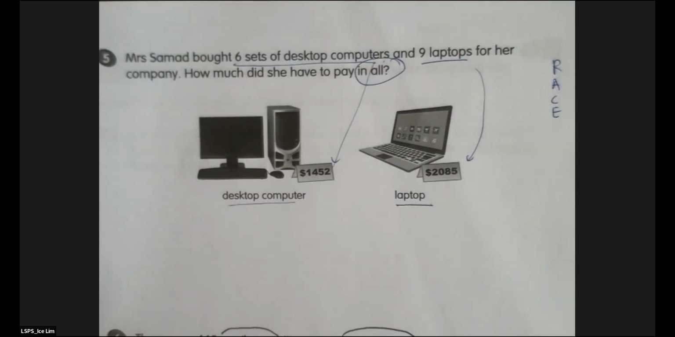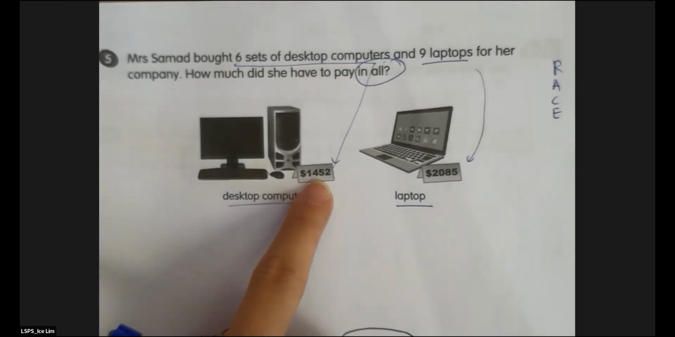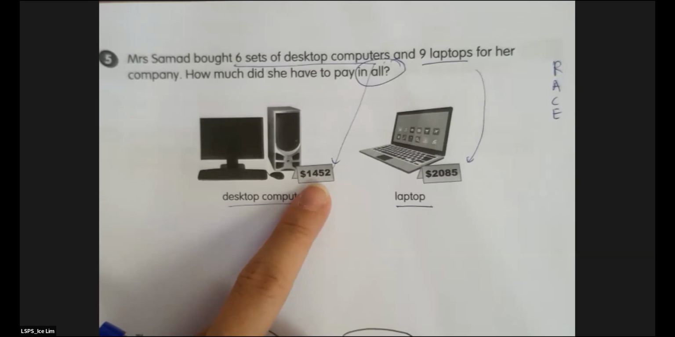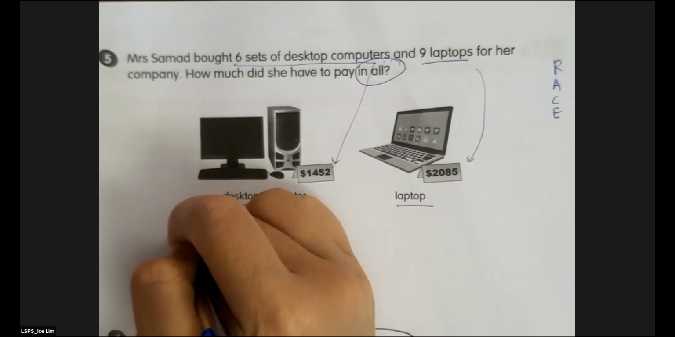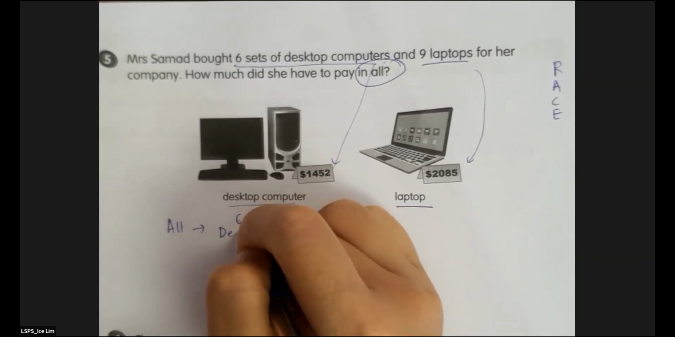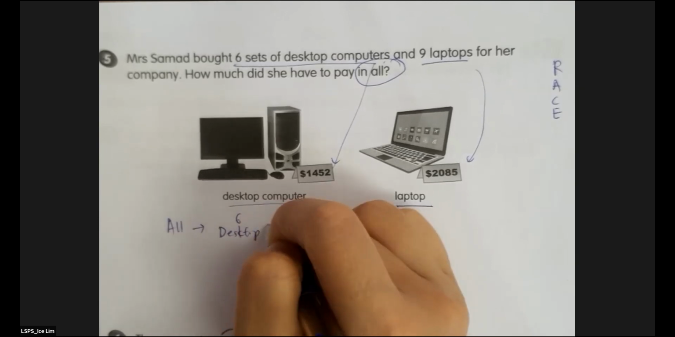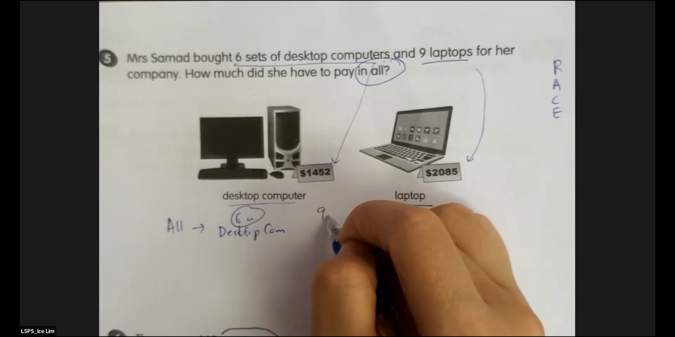So honestly, this question is probably like P2 level. It's only that the number is big, that's why it's P5. Okay? So in all, there are no tricks here. Desktop computers, 6 of them, 6 units, and 9 units of laptops.